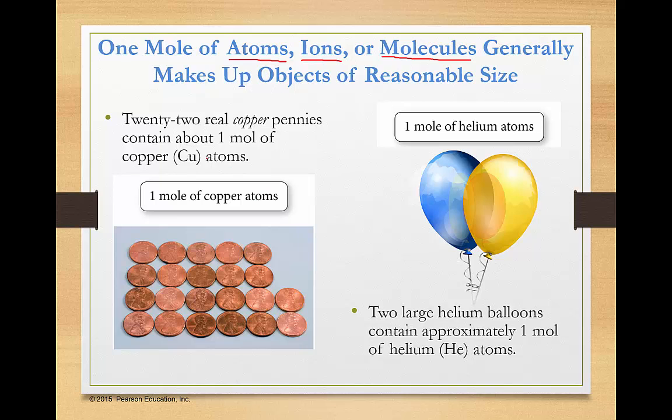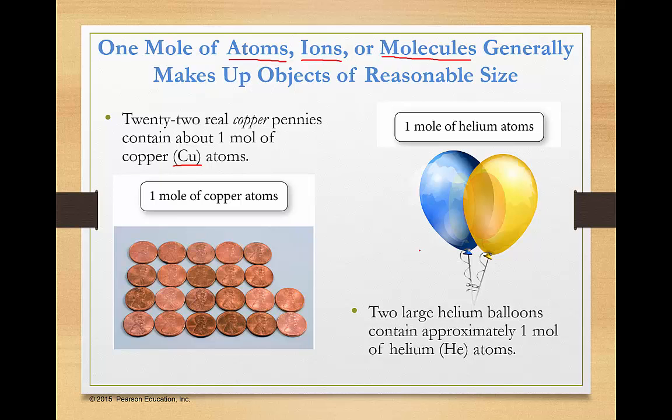So for example, if you wanted to get an idea of what 1 mole of copper looked like, that would be equivalent to approximately 22 solid copper pennies. So the new pennies that we have today are zinc in the center with copper on the outside. But if you got a bunch of old pennies that were solid copper, 22 cents, you'd have about a mole of copper.